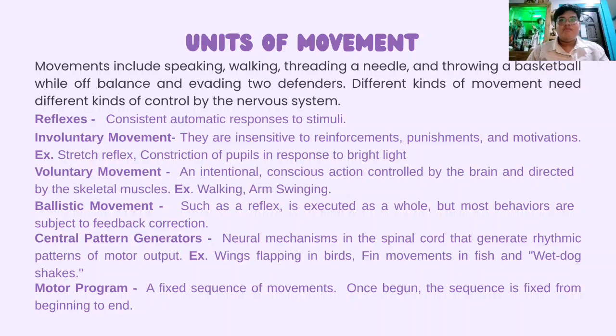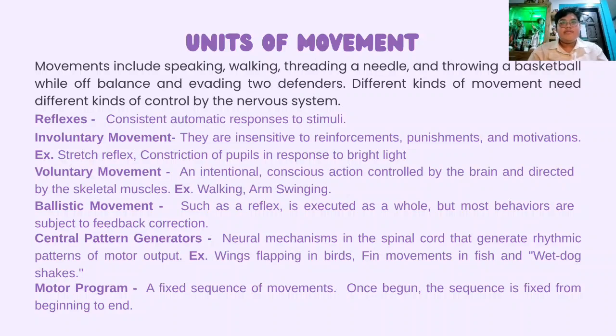Now, you may be asking, what are involuntary movements? Involuntary movements mean they are insensitive to reinforcements, punishments, and motivations. And just like what I mentioned, the examples are the stretch reflex and constriction of pupils in response to bright light. And we also have voluntary movements, which are intentional, conscious actions controlled by the brain and directed by the skeletal muscles. Examples would be walking and arm swinging.